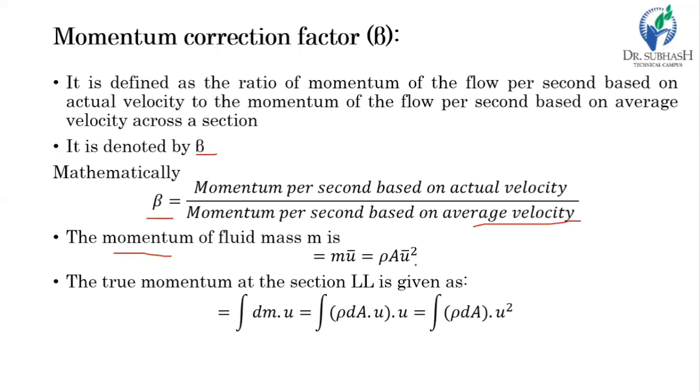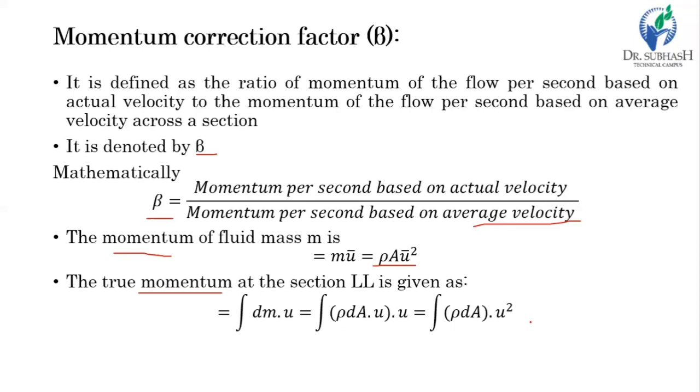This is the momentum as per the average velocity. Now let's take momentum as per the actual velocity. So the actual momentum across the section LL we have considered previously is dm into u, that is, mass times velocity. Mass equals rho into dA into u. So here we get rho into dA times u squared.